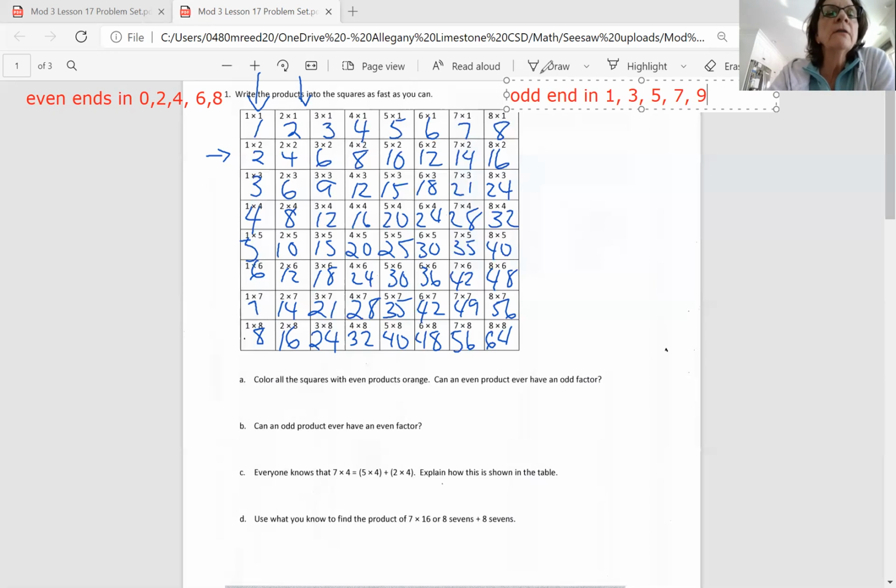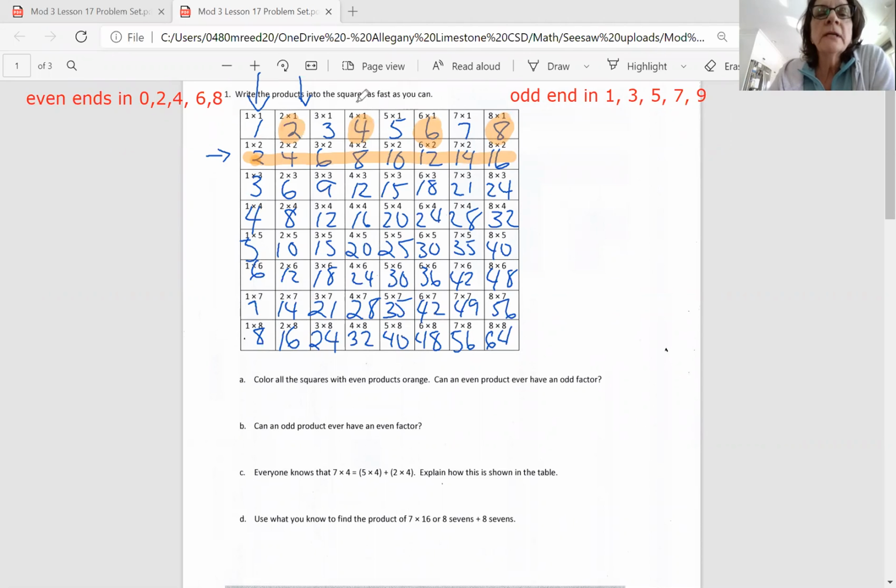Those are answers to all these multiplication equations, all of our products that are even, okay? So if we look at the first row, we got 2, 4, 6, and 8. Those are all the even ones. 1, 3, 5, and 7 are odd. If we look at our next row, 2, 4, 6, 8, 10, 12, 14, 16. All of those are even. So I'm going to color all those in with orange, okay?